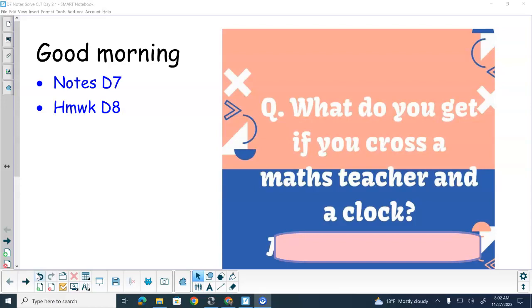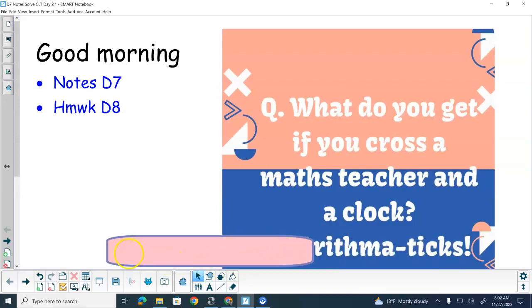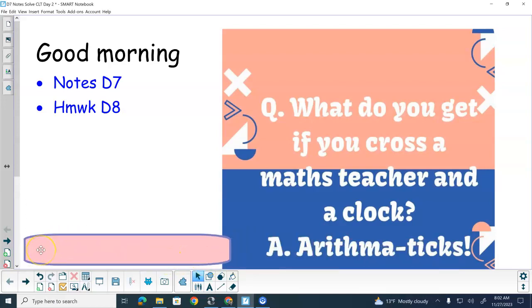Did we get the joke of the day? What do you get if you cross a math teacher and a clock? Mathematics. Arithmetics. Wait, it's always jokes up there? That's been since September, actually since August, yeah. I don't know.